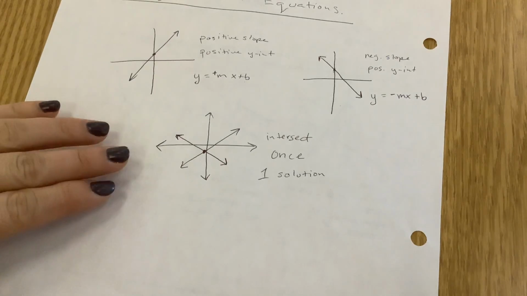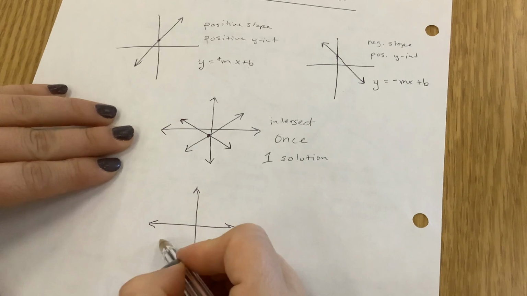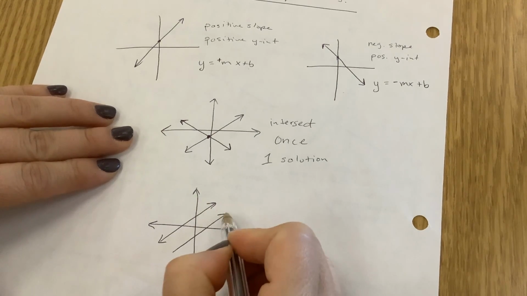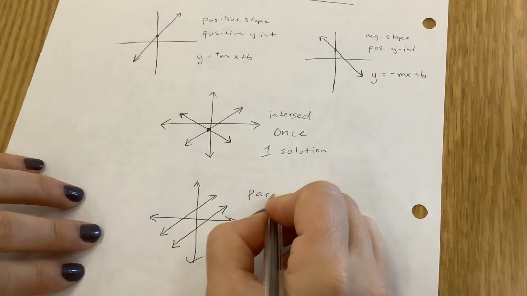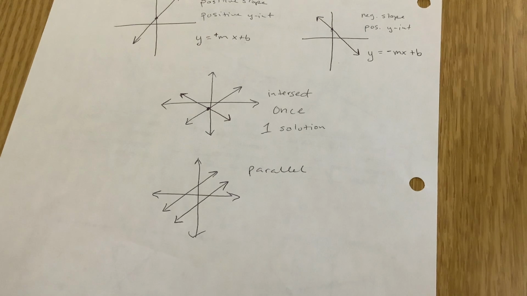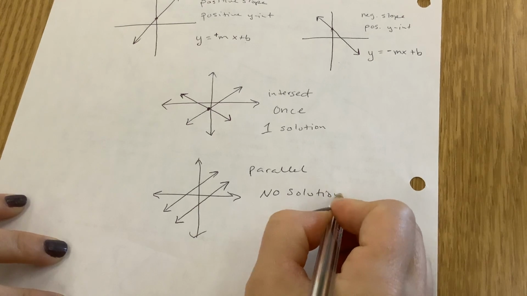So what would you call it if I gave you a graph with a system that looked like this? Those are definitely parallel lines, right? And what would we say about the solutions? Now remember, I said a solution is where they intersect. Will these ever intersect? No. A part of the definition for being parallel is that they'll never intersect, right? So how many solutions? No solution.